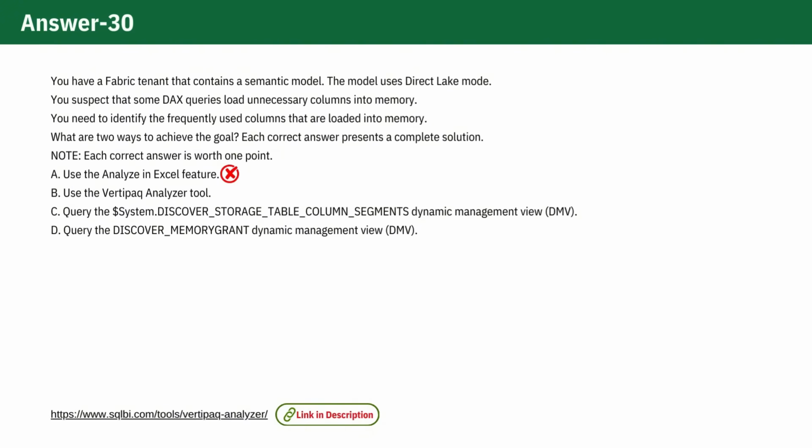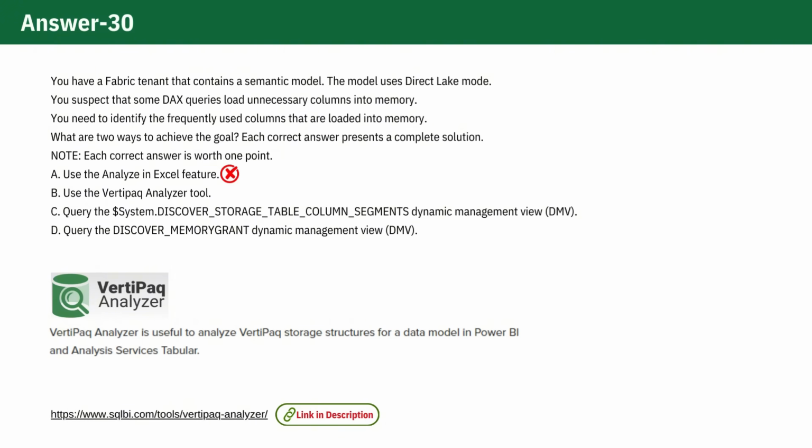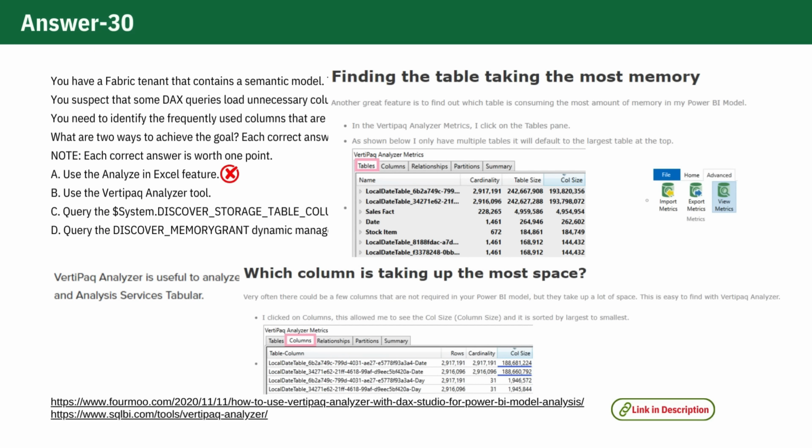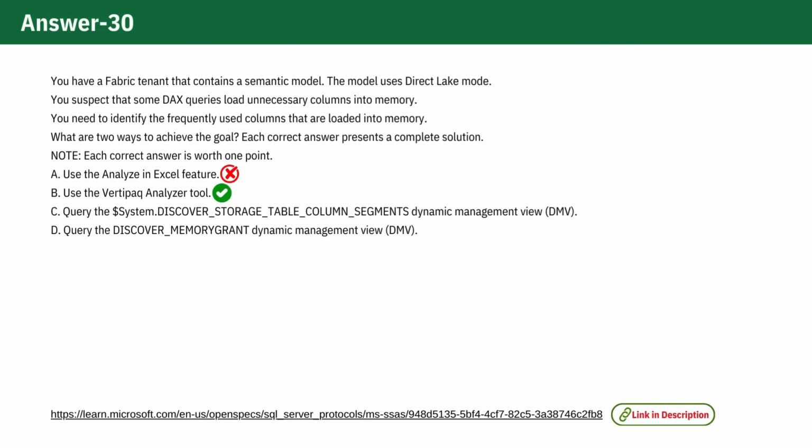Option B. Use the VertiPaq Analyzer tool. VertiPaq Analyzer is a tool specifically designed to analyze the memory usage of tables and columns in Power BI models. It helps identify which columns are consuming the most memory, providing insights into optimization opportunities. This tool is widely used for detailed memory analysis and optimization in Power BI and Analysis Services models. It provides a detailed breakdown of memory usage by tables and columns, helping you pinpoint which columns are consuming the most memory. So this is one of our correct choices.